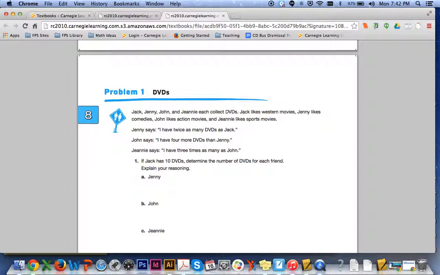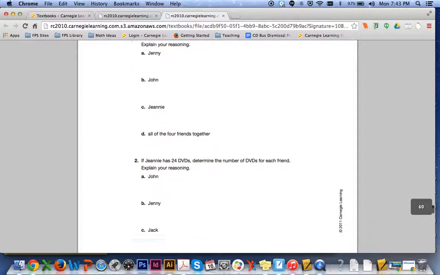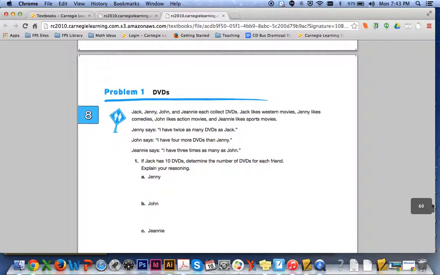it says for Jenny, well, if we look at John, because we know John's information, I have 4 more DVDs than Jenny. So compared to Jenny, John has 4 more. So if John has 8, Jenny would have, think about that and make your answer. And Jack, we look back up at the information. Jenny says, I have twice as many DVDs as Jack. So take a moment, answer that question as well. When you're ready, unpause the video.